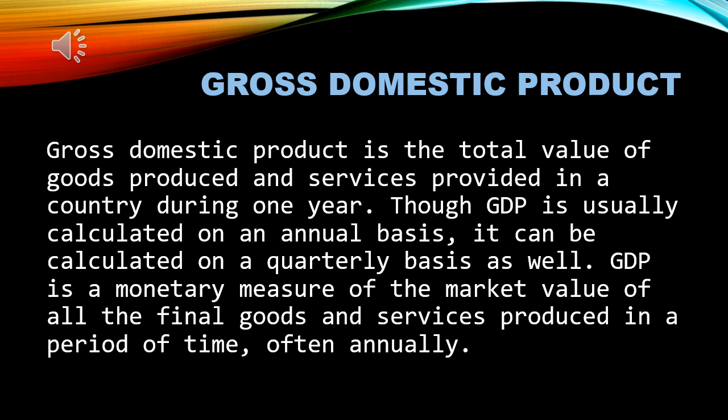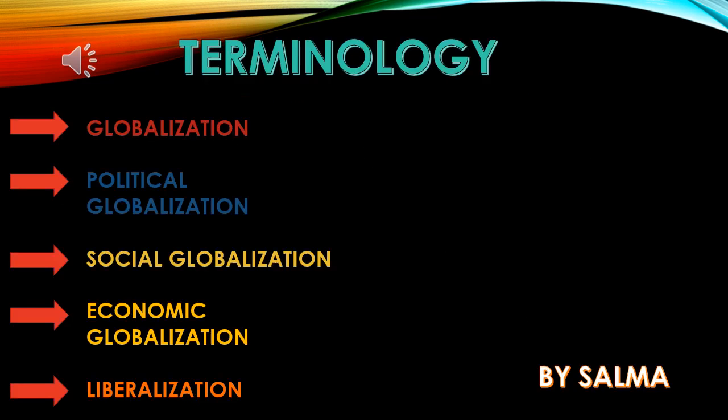Gross domestic product. Gross domestic product is the total value of goods produced and services provided in a country during 1 year. The GDP is usually calculated on an annual basis. It can be calculated on a quarterly basis as well. GDP is a monetary measure of the market value of all the final goods and services produced in a period of time, often annually.